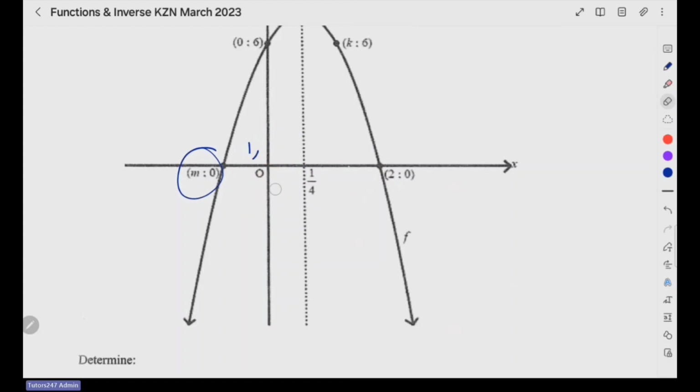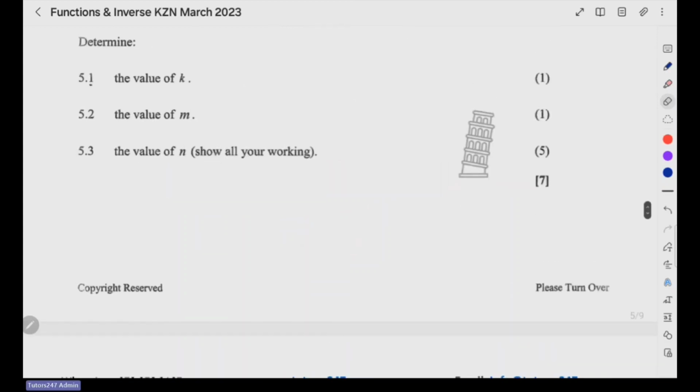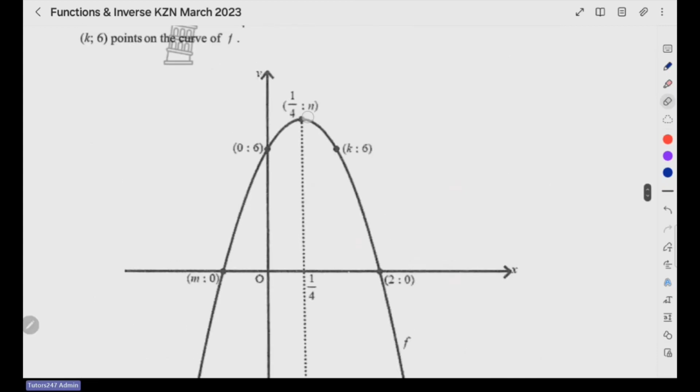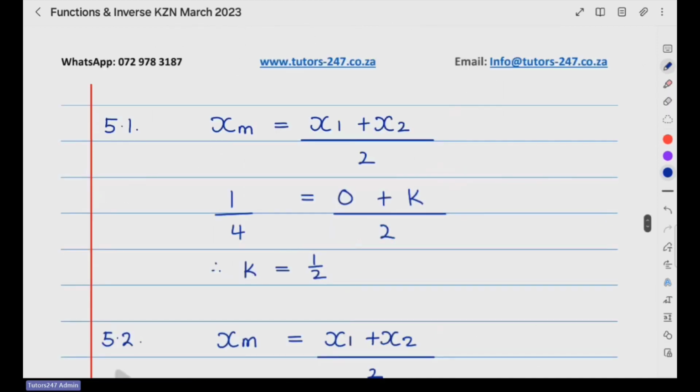Now, let us look at the last question. That is 5.3, the value of n, and that is 5 marks. So if we need to find the value of n, that is the y value of your turning point, we already have the x-intercepts and we have a few points on the function. So we are now going to use our x-intercept form to calculate the equation of this function.